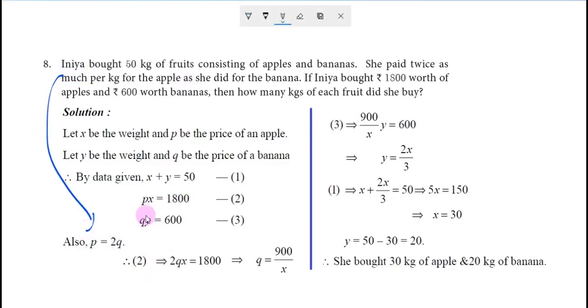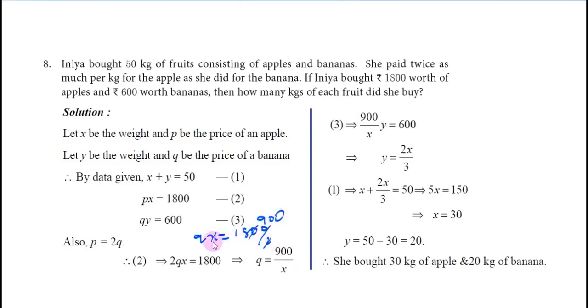And look, px equal to 1800, and the p value 2q we found from this line. So let us apply p equal to 2q in equation 2. So instead of p, apply 2q. So 2qx equal to 1800. Move this 2 to the right side denominator. So qx equal to 1800 by 2, so 900. Move this x to the right side denominator. So q equal to 900 by x. So we get p value and we get q value.